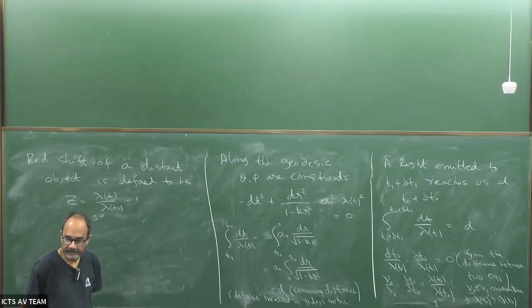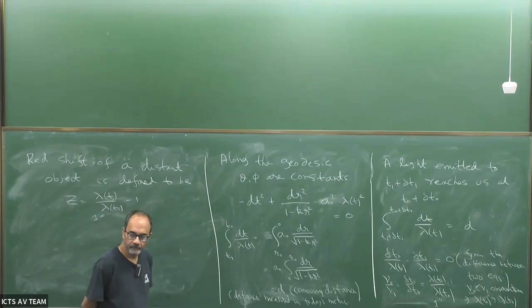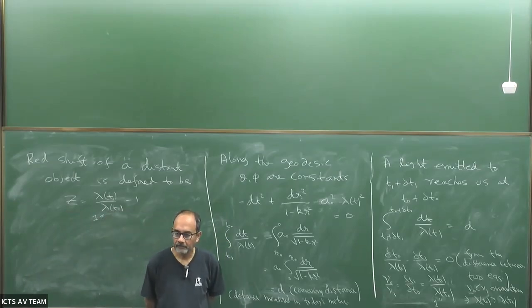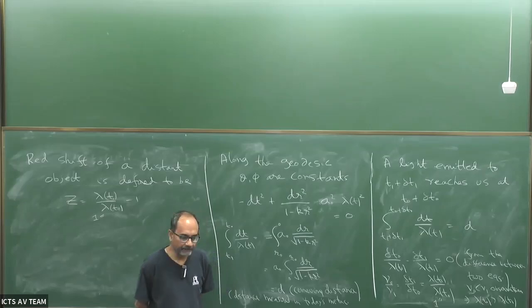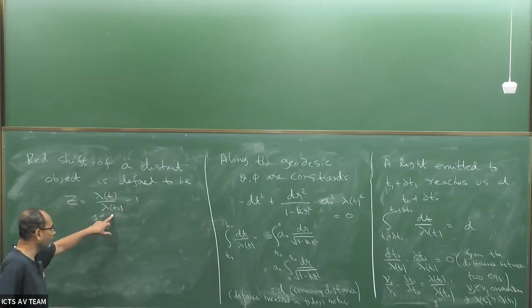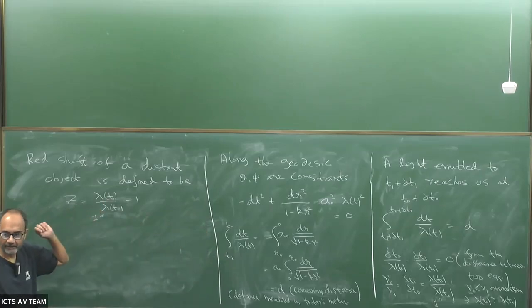Large D. No, it's true for nearby objects also. But Z is just 0, right? See, if t is equal to t naught, then lambda is 1 and this redshift is just 0.